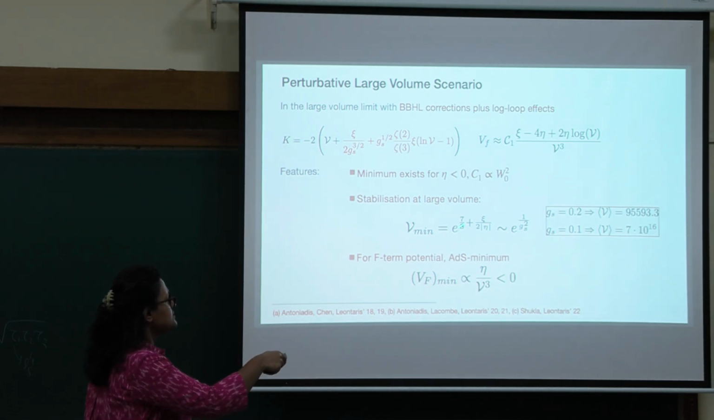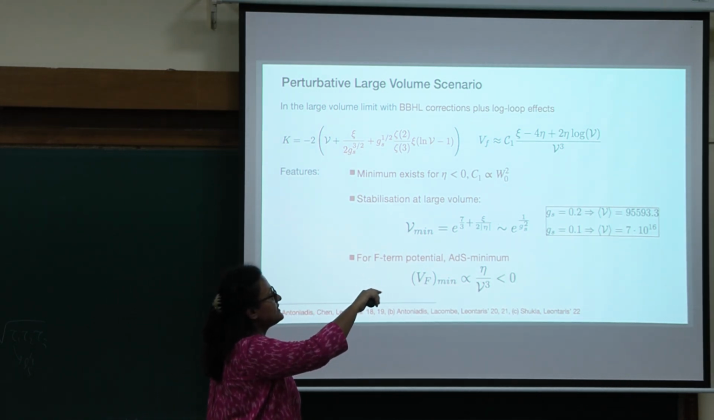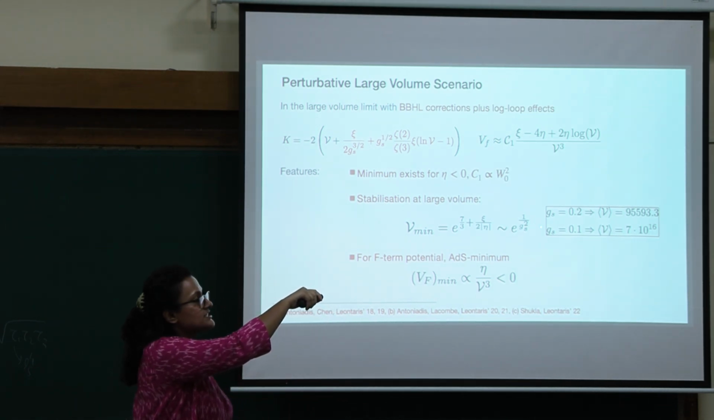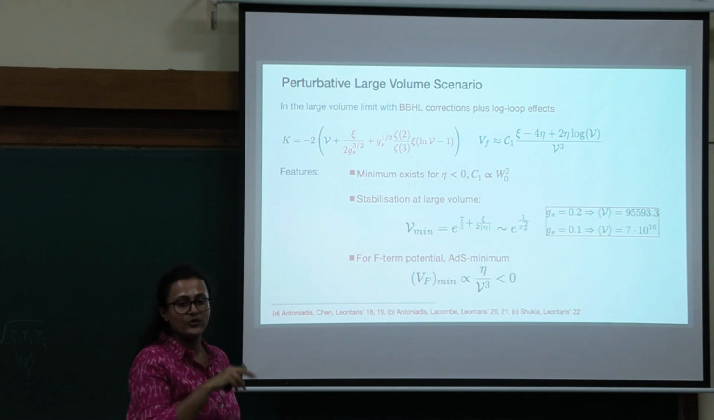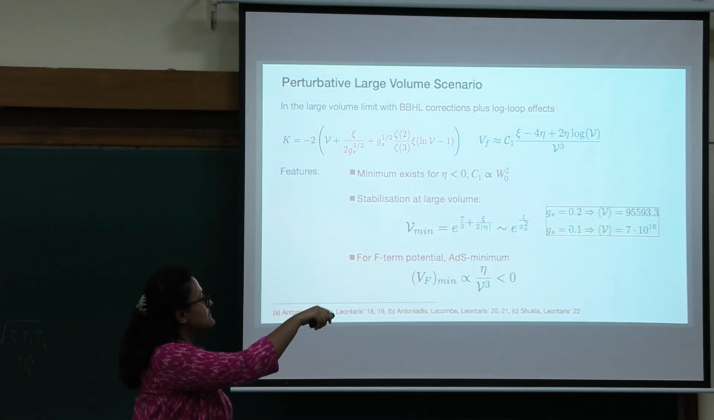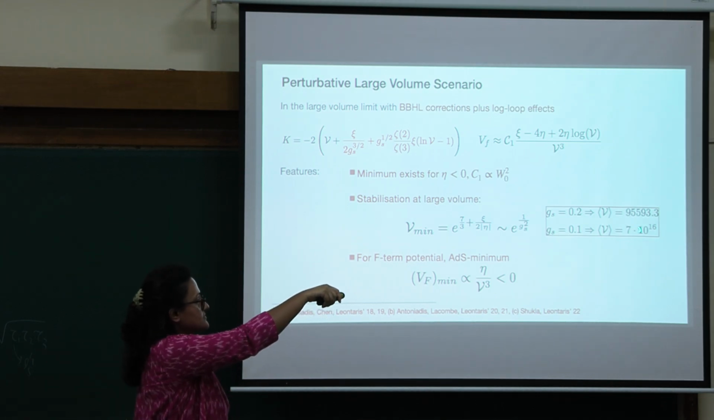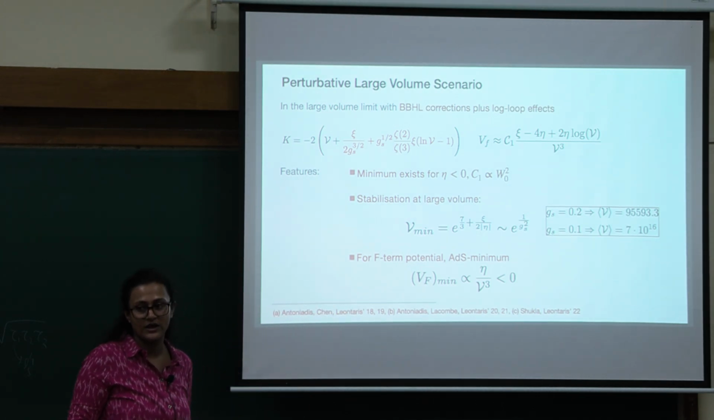Okay. So my point was that even without adding any non-perturbative effects, I can still get this exponentially large volume with the help of weak string coupling. So if I have g_s 0.2, I can have large volume, exponentially large volume, and for even 0.1.